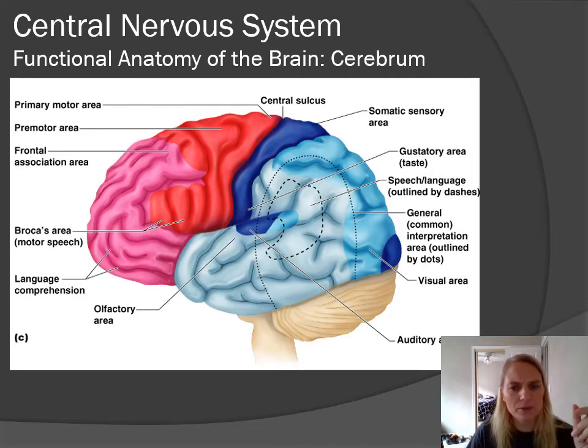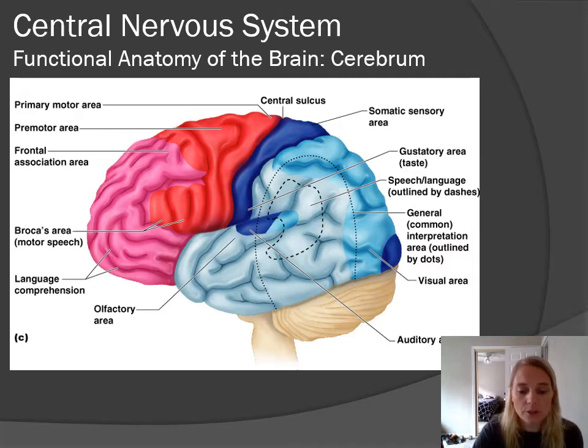All right, I had a little bit of technical glitch there, so hopefully everything's going to go smoothly. So this next slide is taking a look at the functional anatomy of the cerebrum. So we just labeled all of the different parts, our different lobes. So what's happening in those different lobes?